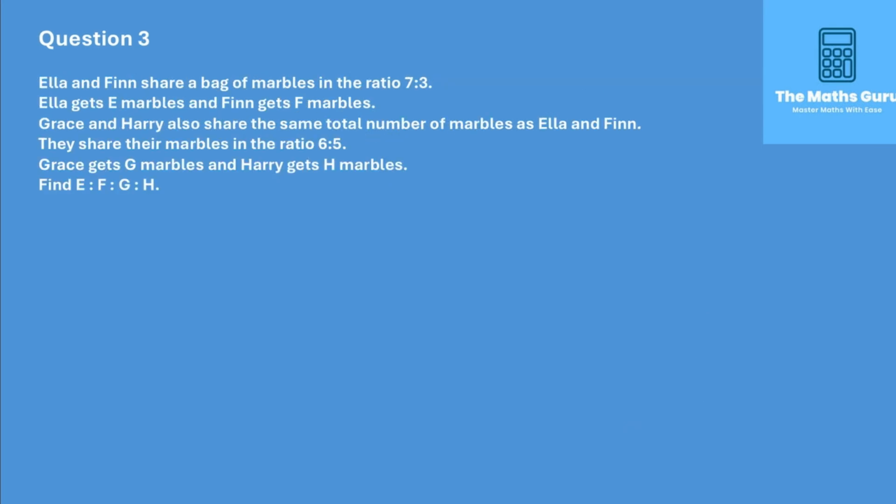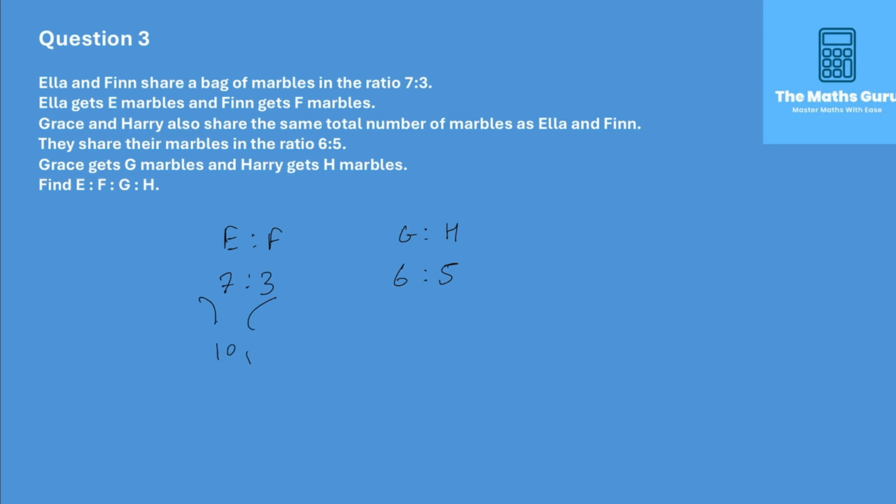Ella and Finn share a bag of marbles in the ratio 7 to 3. Ella gets E marbles and Finn gets F marbles. Grace and Harry share the same number of marbles as Ella and Finn, but they share it in the ratio of 6 to 5. Grace gets G marbles and Harry gets H marbles. Find the ratio E to F to G to H.